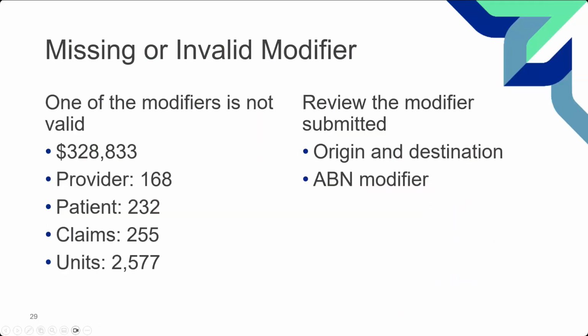Oops. Missing or invalid modifier. Again, one of the modifiers on there, the origin destination modifier isn't working. You didn't give an ABN modifier, something like that. Something's not right. It's not a valid modifier. We actually had an ambulance claim come in with a modifier 25. And we were like, what? Because that's an evaluation and management modifier for an office visit or for like a hospital visit. It's definitely not applicable to an ambulance claim. Okay.